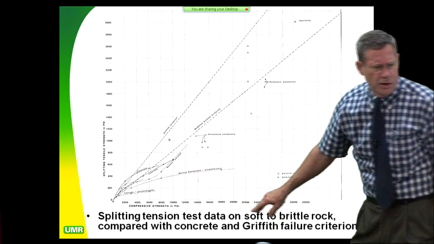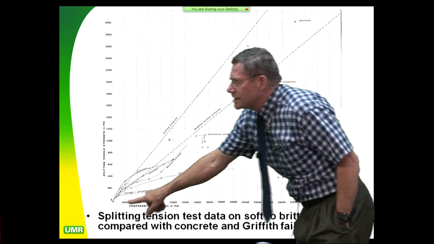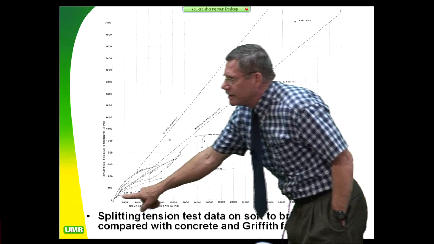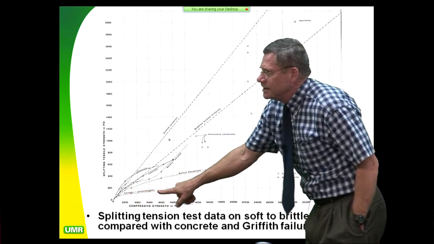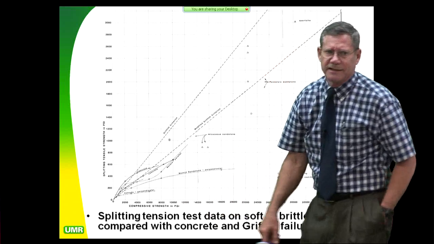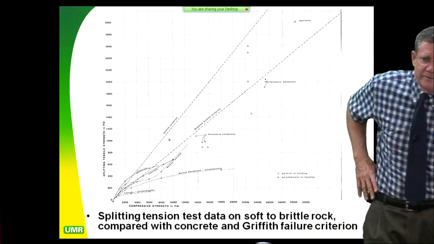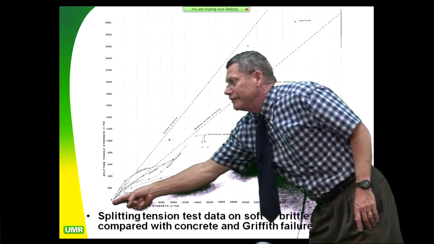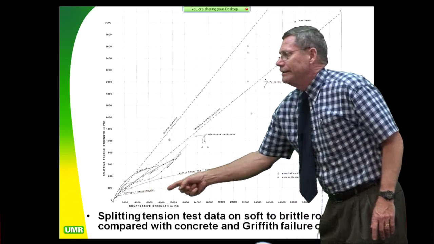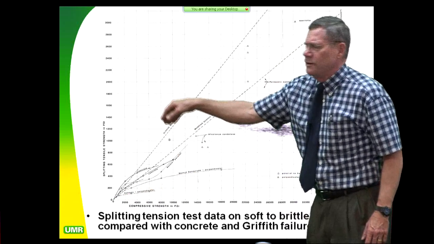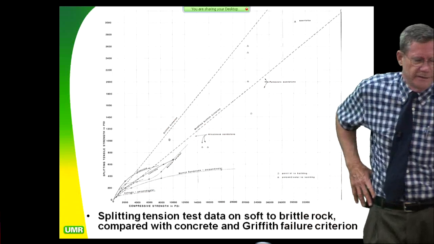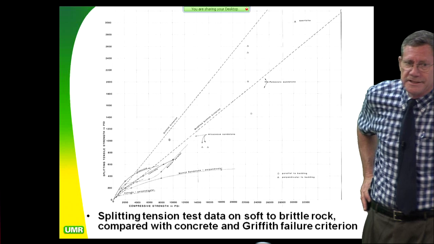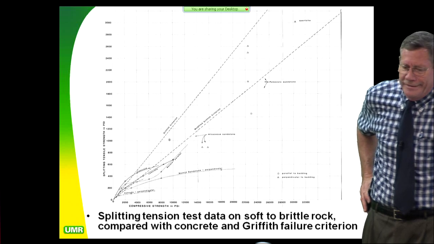Now, if we look down here even lower, here's my Entrada sandstone. That's where we have natural arches, Arches National Park. Why do they have so many arches? Because they've got the lowest tensile strength on the face of the North American continent. That's why. That's what you see down here. Very, very low tensile strength. Nowhere close to the Griffith failure criterion. So welcome to rocks. Rocks just don't cooperate. They don't do stuff.